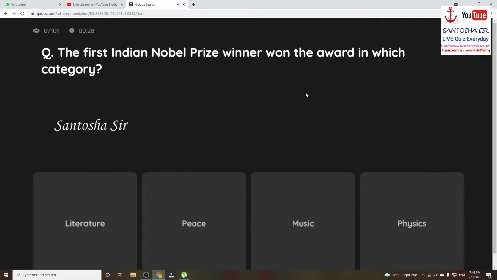The first Indian Nobel Prize winner won the award in which category? Is that literature, peace, music, or physics?